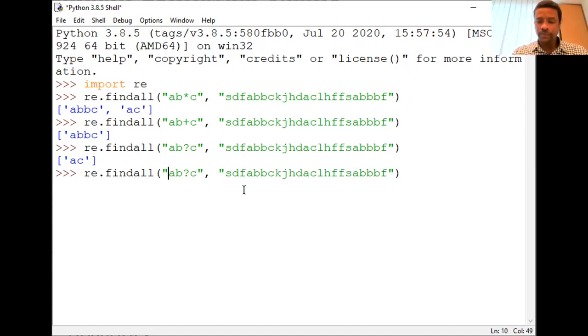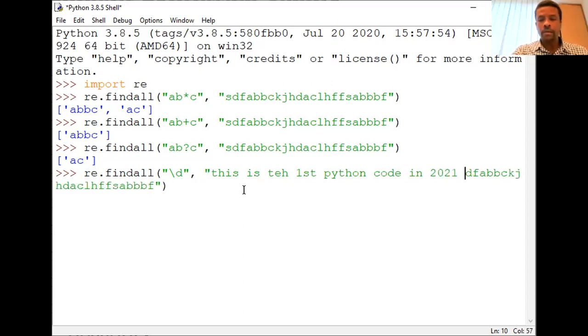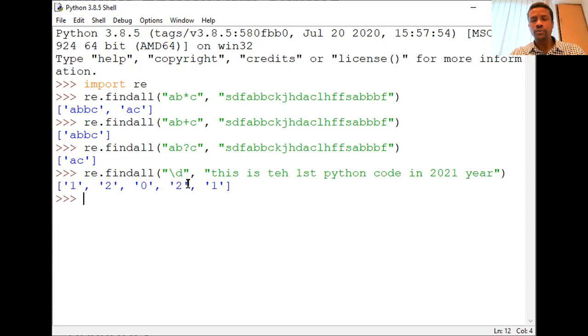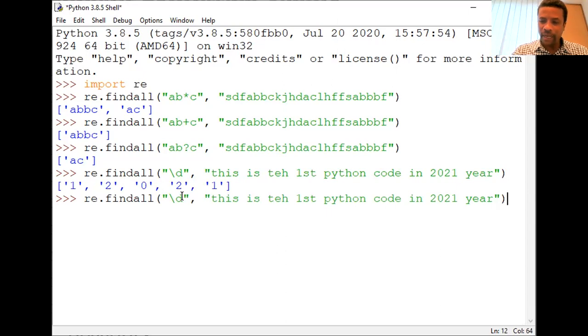What about this one? As we said, we're going with digits, 1, 2, 0, 2, 1, and it goes on like this. Now let's play some tricks. What if I have plus in here?